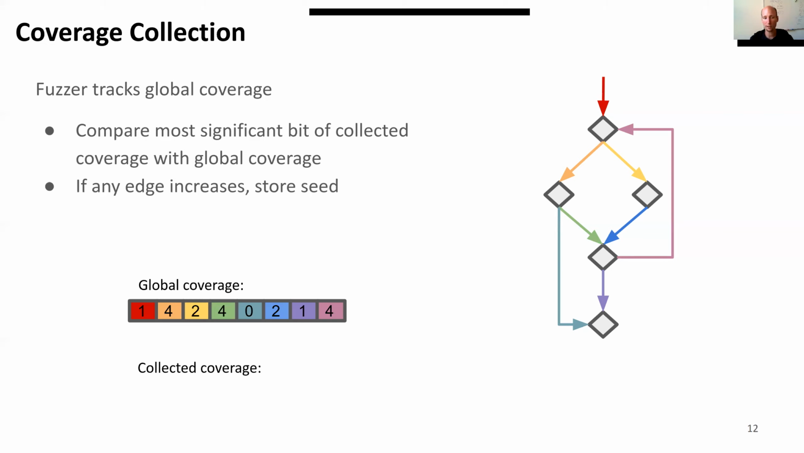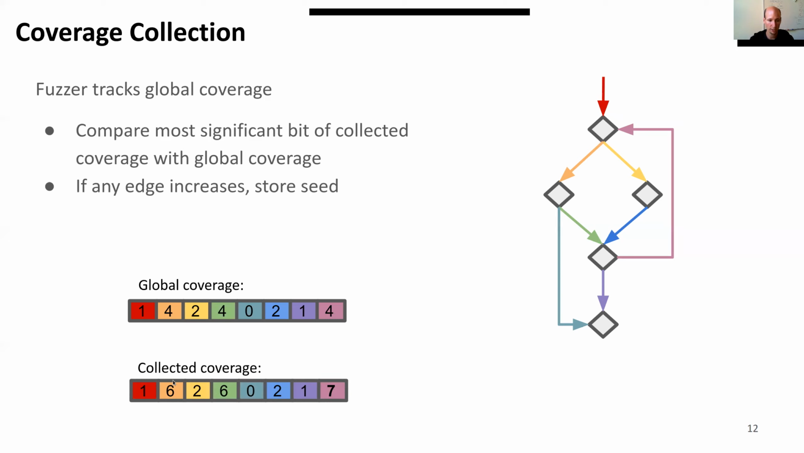And a very common way is just to keep track of the most significant bit. So every time the fuzzer executes a new input, it reads the coverage after the execution of the input from the program and compares it. Let's see. We have our global coverage here, which is this counter. We execute one more input. We compare the most significant bit.